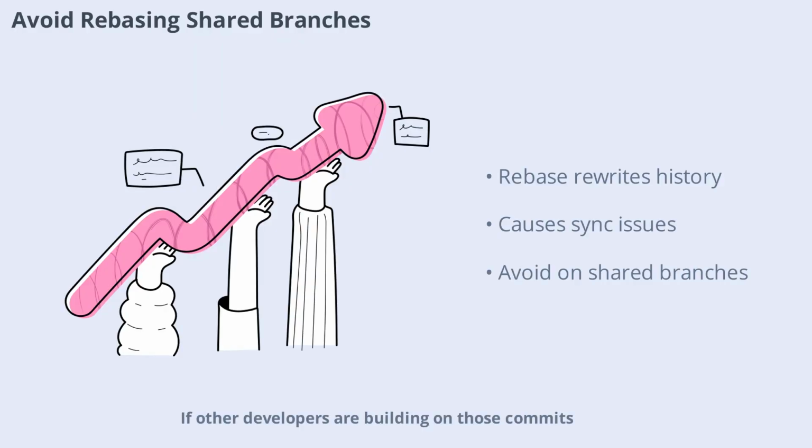Rebasing on shared public branches rewrites commit history, replacing old commits with new ones. If other developers are building on those commits, their local history diverges from the remote server, causing synchronization issues. In collaborative AI teams, rebasing the main branch can require complex manual resets, so it's best avoided to maintain consistent environments.